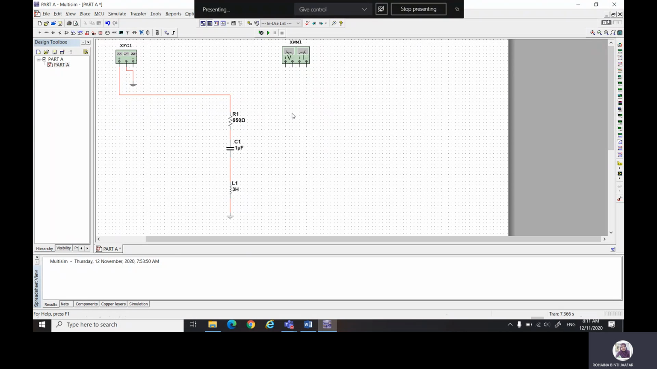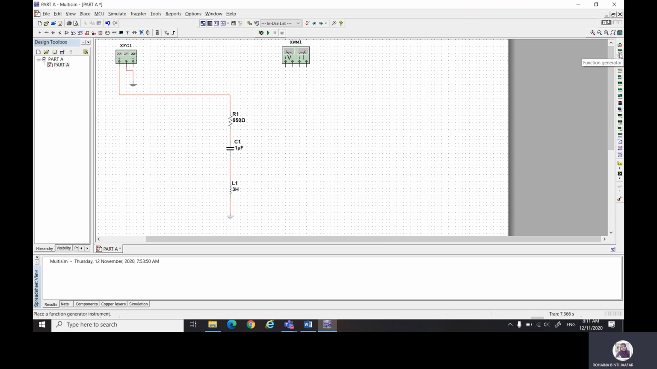This is your circuit diagram for part A, where your circuit is RLC in series. Same as before, please use the function generator, or you can also use an AC power supply. This is your wattmeter, which you can get at the right-hand side. Just drag the wattmeter into the simulation window.